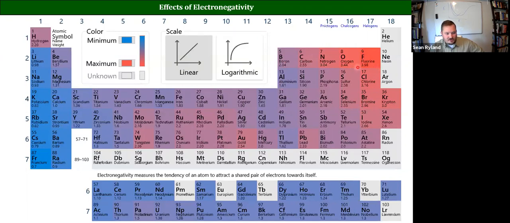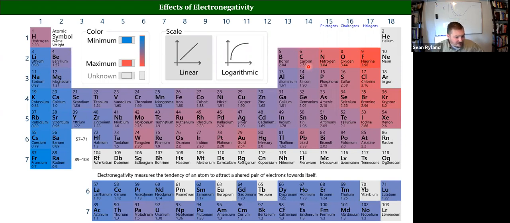Fluorine is going to be the most electronegative. Then oxygen, nitrogen, and chlorine are pretty close together. And then carbon is sort of our middle ground in between the metals and the nonmetals. So carbon and hydrogen, hydrogen actually is the definition of the middle between a metal and a nonmetal. Anything that's more electronegative than hydrogen is a nonmetal. Anything less electronegative than hydrogen is a metal.